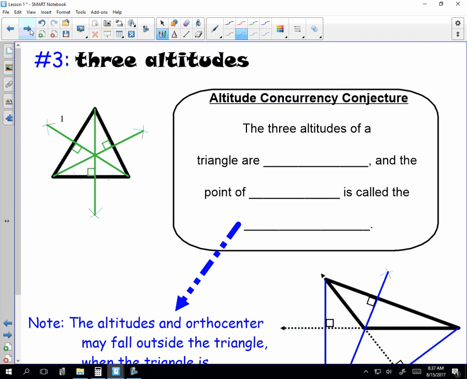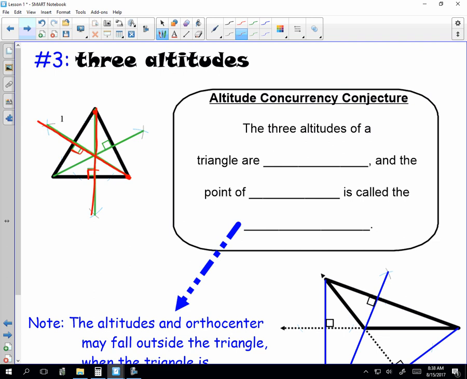Okay, now last one for today. If we're dealing with the 3 altitudes, remember what an altitude is. An altitude goes from a vertex, and it is perpendicular to the side opposite of the vertex. So once again, vertex, perpendicular line, so we have opposite reciprocal slopes between the side and the altitude.